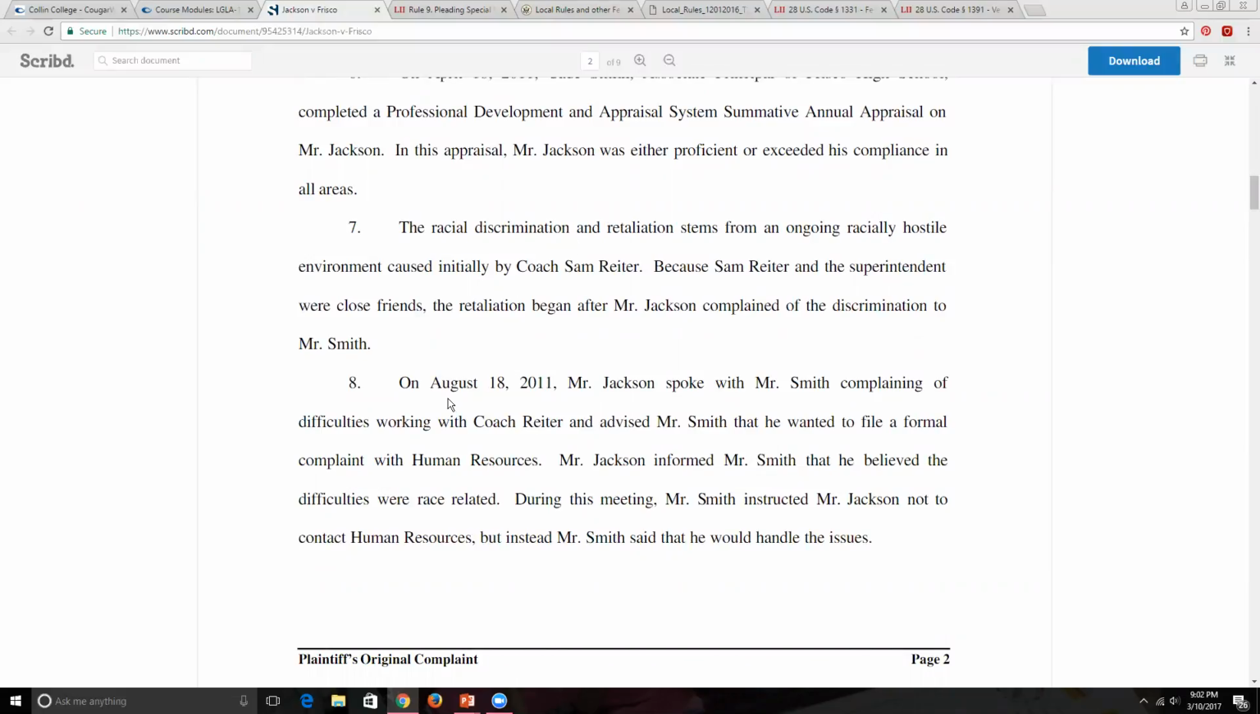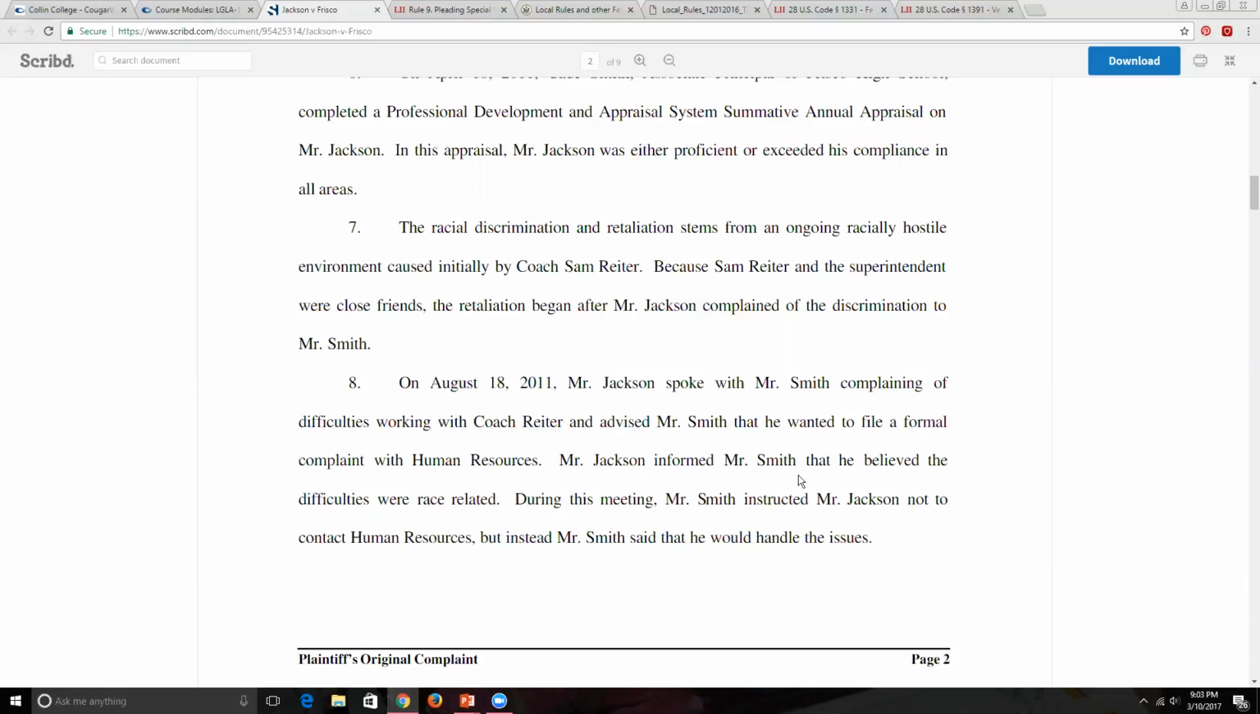Let's continue on. On August 18, 2011, Mr. Jackson spoke with Mr. Smith, complaining of difficulties working with Coach Ryder, and advised Mr. Smith that he wanted to file a formal complaint with Human Resources. That's okay. Again, this appears to be part of this earlier appraisal meeting that he had with Mr. Smith. So this doesn't seem to flow. This seems to interrupt the flow of the story. I could imagine someone breaking up the first sentence in paragraph 7 into 2 sentences, but it's not bad the way it's written.